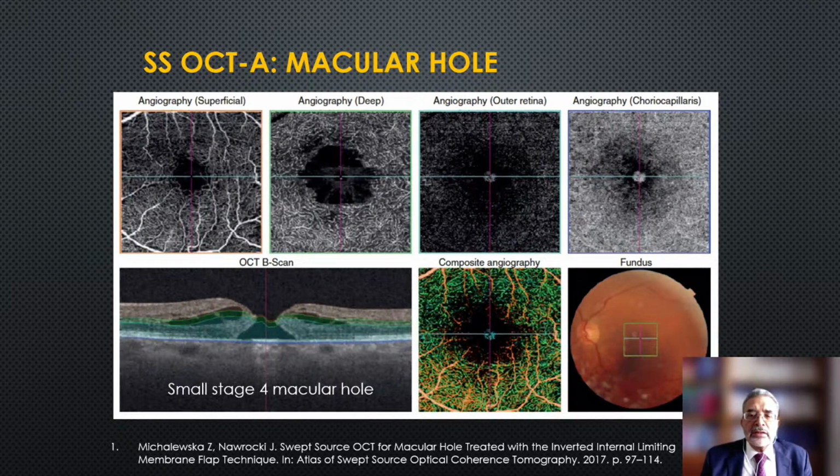Next, we presented a case of a small stage 4 macular hole. The superficial vascular plexus is once again normal, but we see an enlarged foveal avascular zone in the deep vascular plexus. Looking more carefully at the deep angiography image, there appears to be some vasculature close to the center of the fovea, but it is very pale and it is probably a result of false detection of the vessels, as the scan has been affected by the cystic spaces around the macular hole. Here is the increased avascular zone.